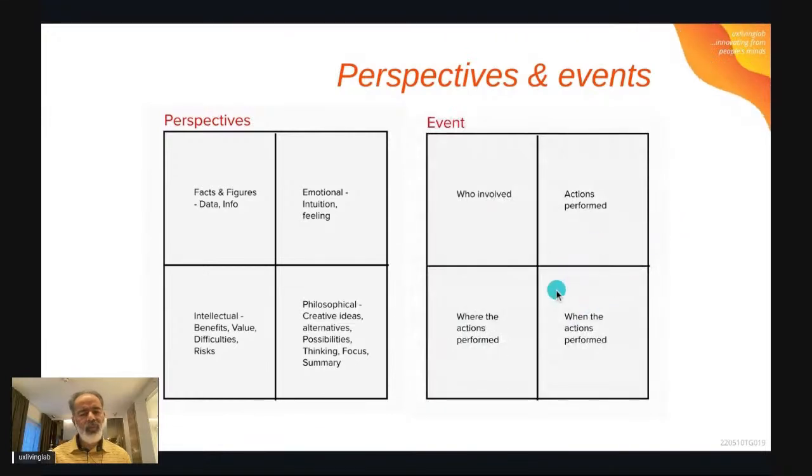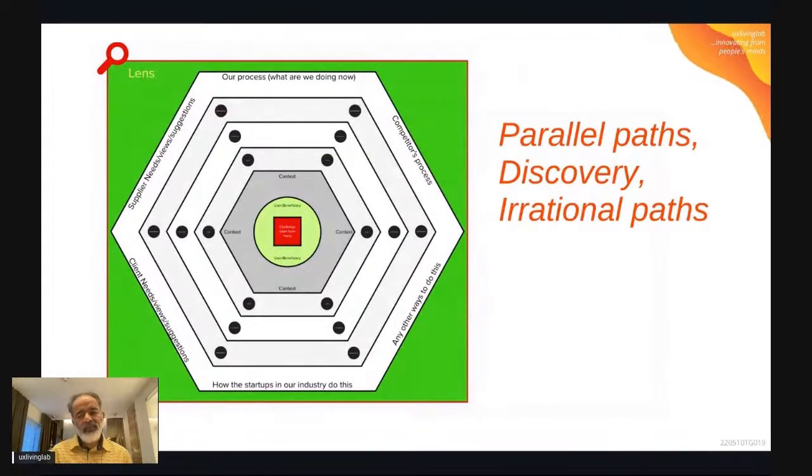Then events, who is involved, action performed. This is another way of looking into the information: who is involved, action performed, where the action is performed, when the action is performed. These are two important things, the perspectives and events. So you have to go through the information the participant has given through these type of models. That's why I'm saying these models will support you to segregate the data.